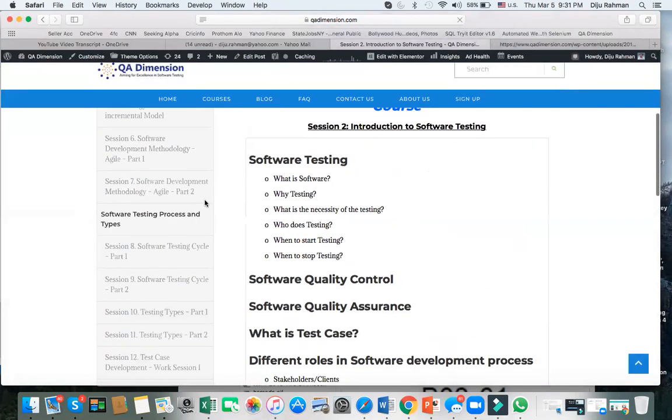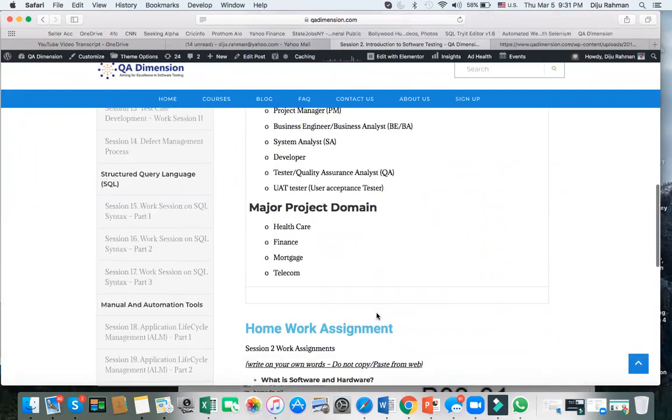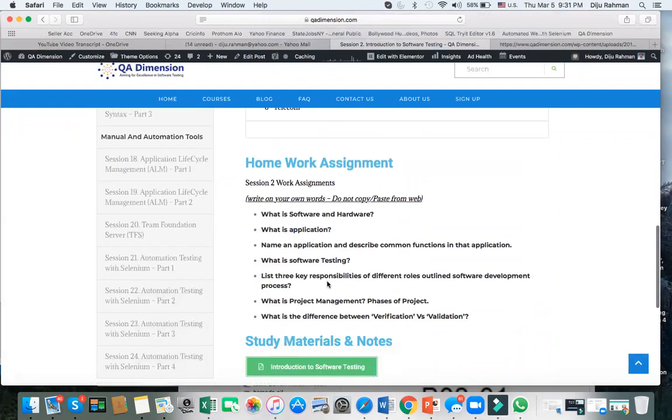And then you'll see the topics that we covered today: quality assurance, control, test case. I'm gonna cover that in the next session. Project domain. So you're gonna see that. And this is your homework assignment. What is software and hardware? What is application? Name an application and describe the common function in that application. So I kind of explained what is application, right? What is software testing? I know I gave you the definition, you have to give me your definition. List 3 key responsibilities of different roles outlined in the software development process. So those 3 roles we talked about, you have to name 3 responsibilities for each of them.